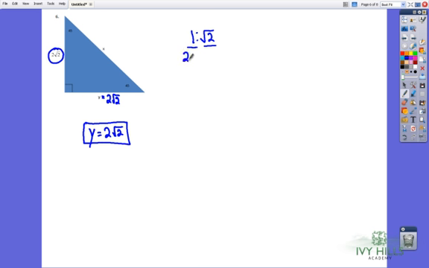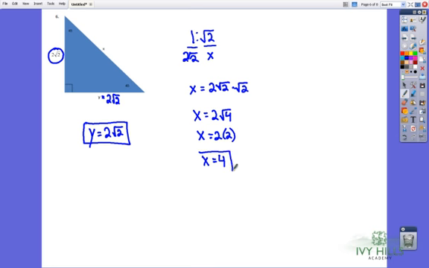The leg in the ratio will be 2 root 2, and my hypotenuse will be x. As a result of cross multiplication, we would have x equals 2 root 2 times root 2. x would be 2 root 4. The square root of 4 is 2. So x will equal 4.